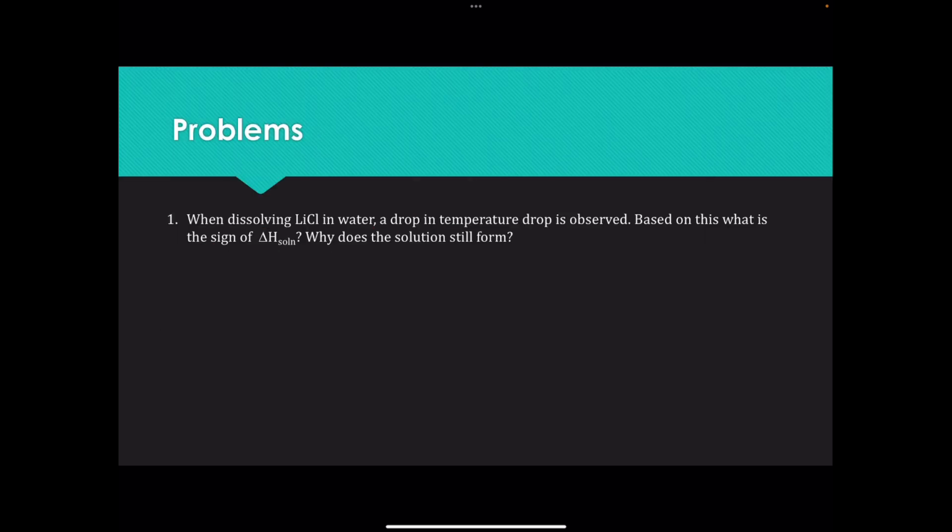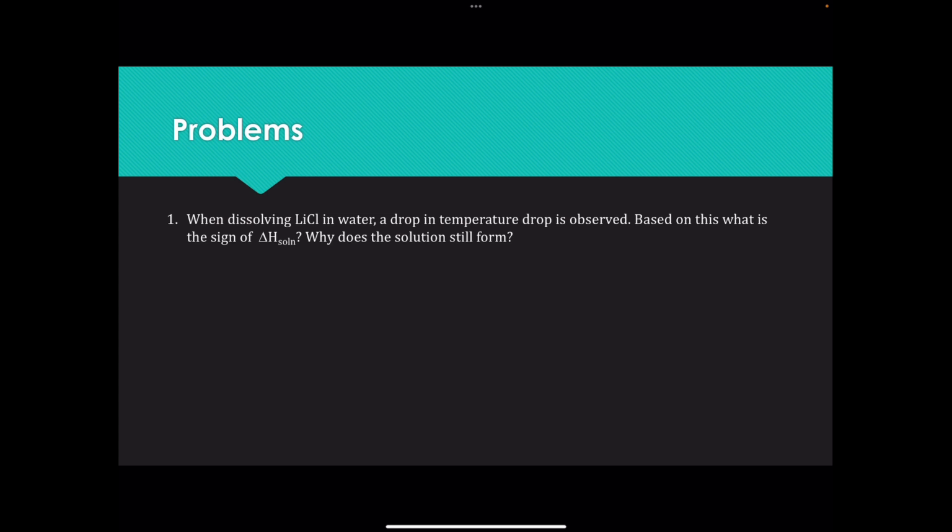So if we take a look at some problems, when dissolving lithium chloride in water, we notice a drop in temperature being observed. And based on this, we're asked, what is the sign of delta H? Why does our solution still form? So we need to review a couple of things.